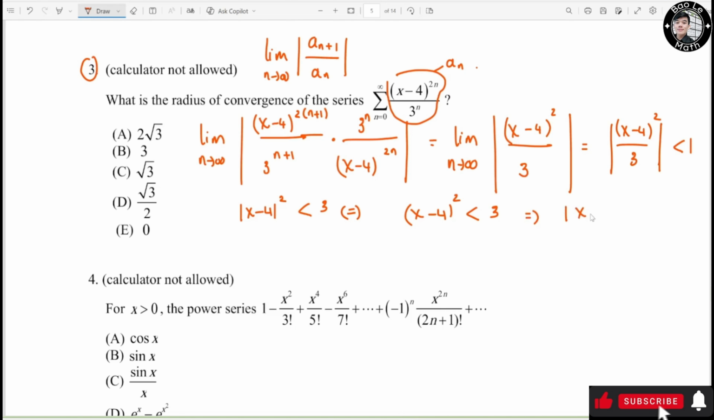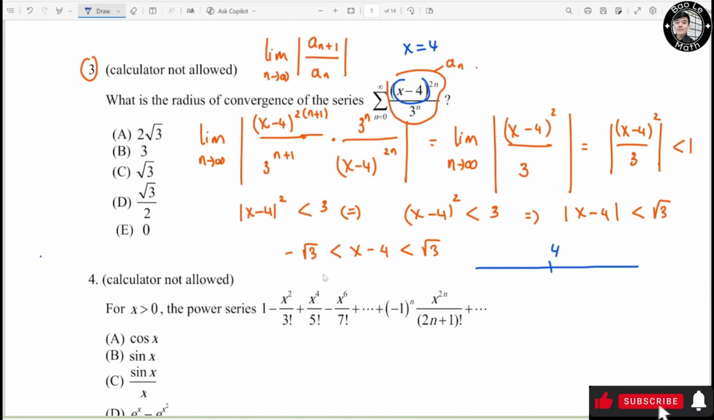Absolute value of s minus 4 less than root 3, right? So it's going to be negative root 3 less than s minus 4 less than root 3, right? Now we just draw the number line. Now observe that the center right here is s equals 4, so we put 4 right here.